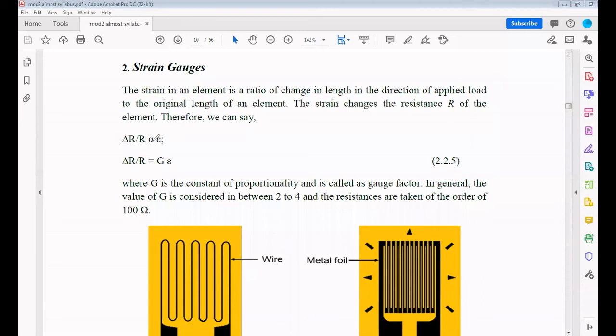Therefore we can take a change of the resistance, delta R. What is the meaning of delta? Delta R is a change in resistance. When will there be a change? Whenever we apply stress on that particular material, at that time the length or the cross-sectional area will change. According to that, the resistance also changes. That change in resistance is what we are taking.